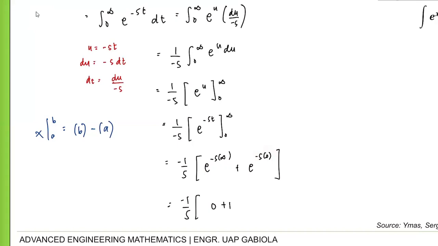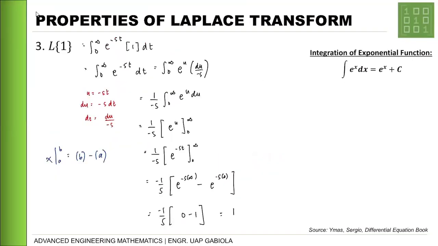Okay? Pero this should be negative, no? So, okay, negative to. Okay. And so, pag sinimplify natin, our answer is 1 over s. Okay? So, ibig sabihin, kapag meron tayong Laplace transform of 1, equals daw siya sa 1 over s. So, ito yung isa pa nating property sa kanya.